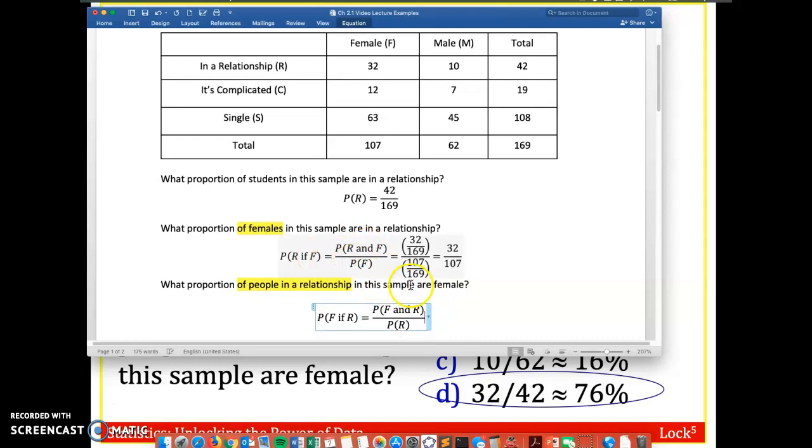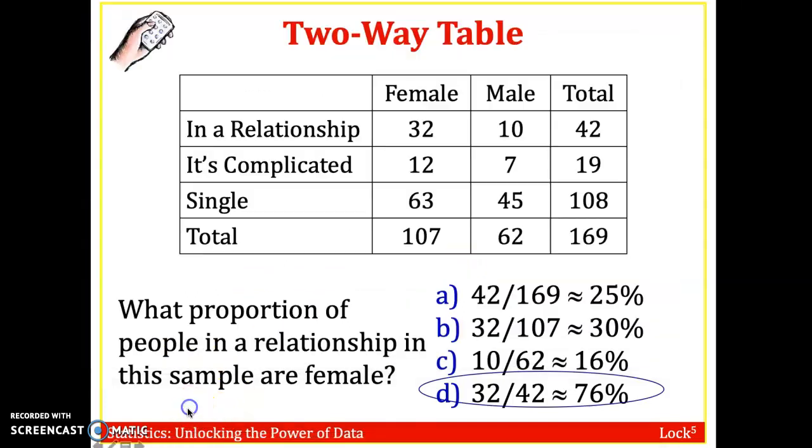Notice here the only difference between these two is the denominator. And instead of writing the fractions, I'm just going to write the total number because the 169 is going to cancel out. I can think about this as how many are female and in a relationship. That's 32. But now how many in the bottom are in a relationship? That's just 42. Excuse me, the numerators are the same, the top of the fraction, but the denominators are very different. You get two very different answers here.